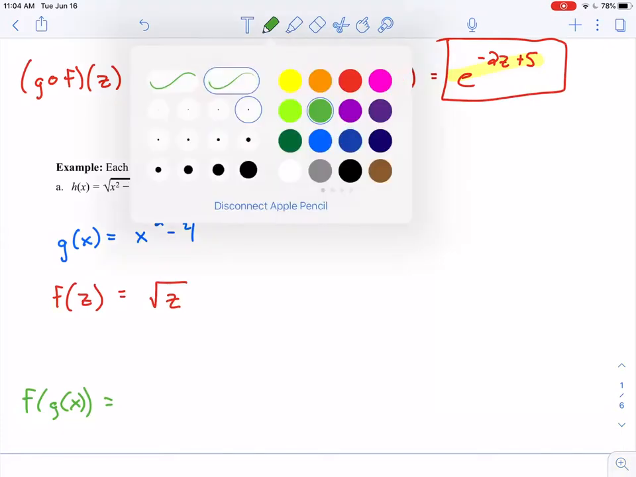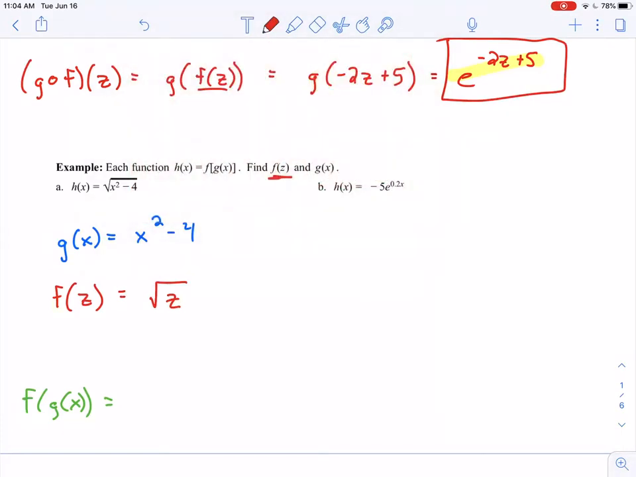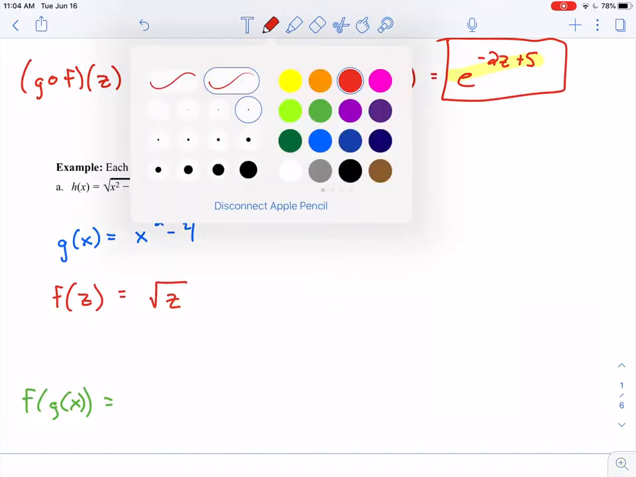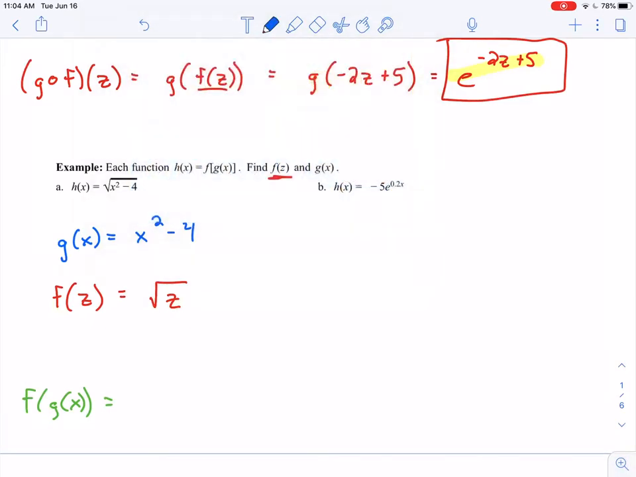Over here for part B, I have h of x equals -5 times e to the 0.2x. Oops, let's do that in blue. So I need to start by identifying an inside function, a function of x. The only x I see is part of this exponent, 0.2x. So it's really my only choice in this case. So g of x is equal to 0.2x.